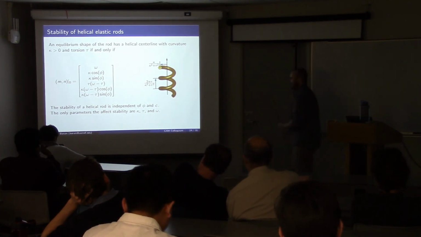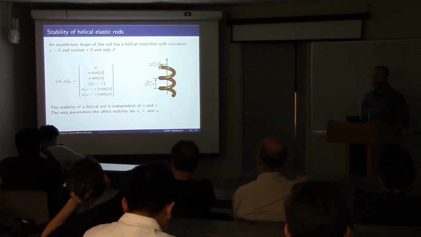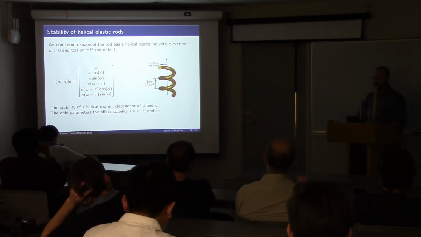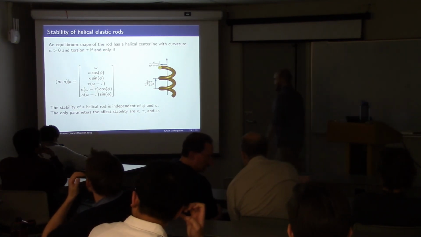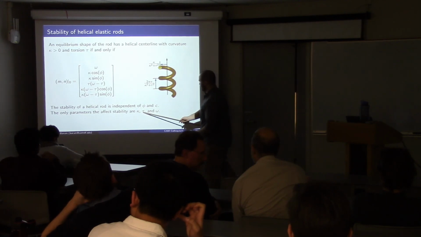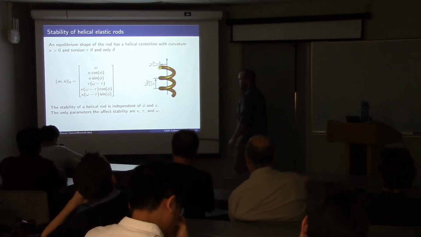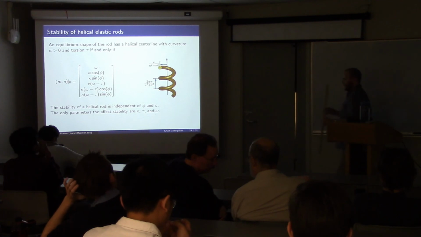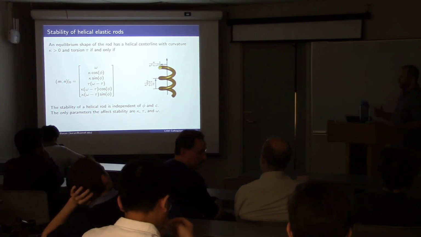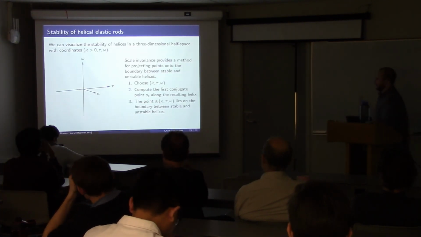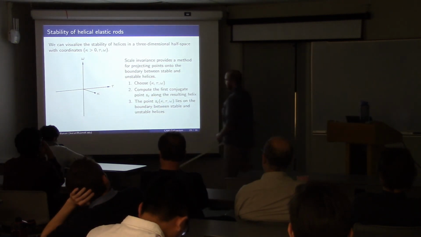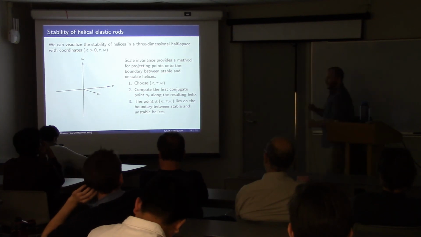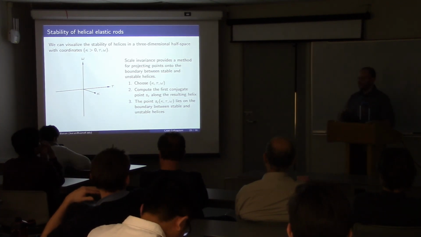What is kind of surprising is that the stiffness parameter doesn't play any role in stability. You can change the stiffness parameter to make it very high, a very stiff rod, or very low, a very flimsy rod. It doesn't affect stability. So the only parameters that affect stability are the curvature, the torsion, and this twisting rate. So we can depict the space of all helical equilibria in a 3-dimensional space. So that's what we're going to do here. We have axes of curvature, torsion, and twist. And we're going to use scale invariance to compute the boundary between stable and unstable regions in this space.